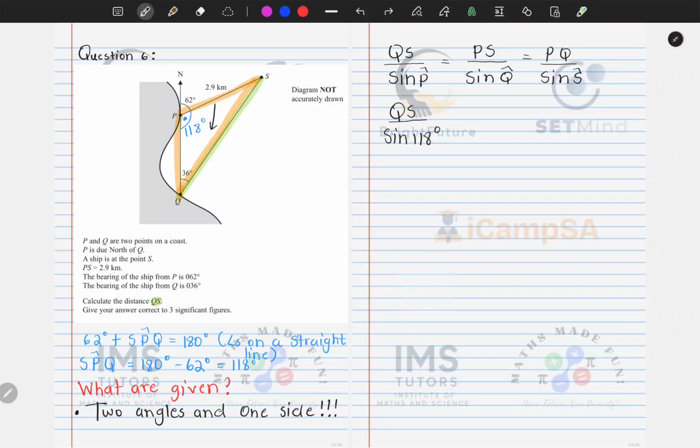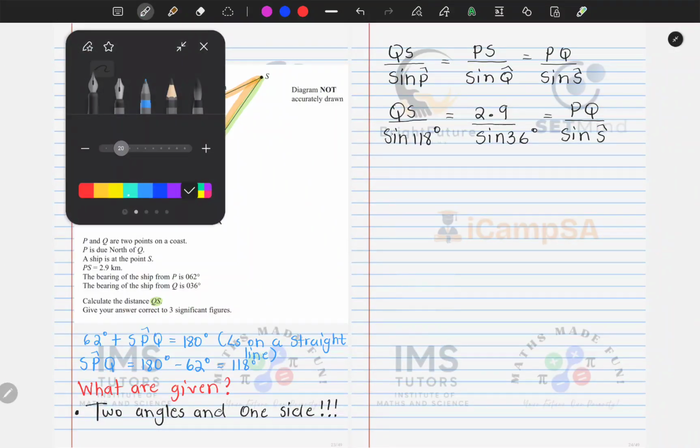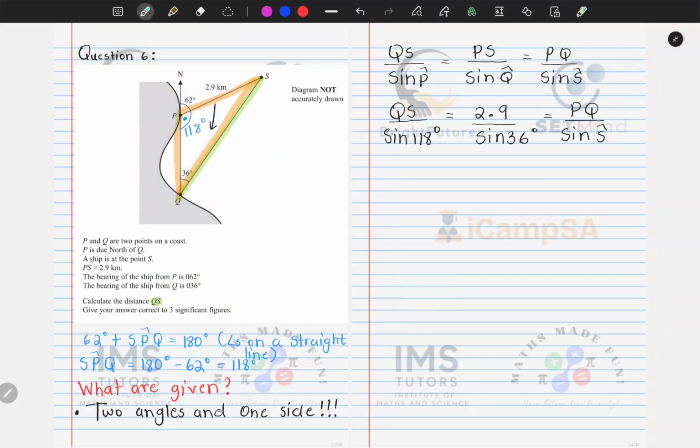So it will be divided by sine of 118 equals 2. And then PS is 2.9. So we'll have 2.9 divided by, opposite angle is angle Q, which is sine of 36 degrees. Then equal to, we have PQ, which we don't know what it is, divided by sine of angle S, which we don't know what it is. But remember, we're trying to solve for QS.